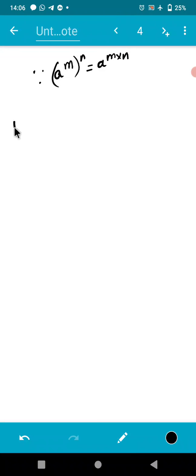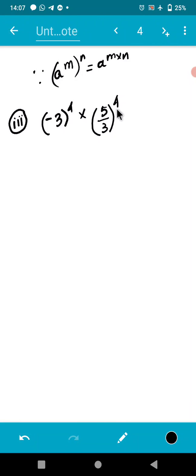Now let's move on to sum number 3. What is sum number 3? We have base as minus 3 and power as 4, and in another term we have base as 5 by 3 and power as 4. Now to solve the sum, which law do we have to understand? If you carefully observe, you see a multiplication sign is there, but the problem is that the bases are different. But one advantage is that the powers are the same. So you have to remember which law we can use for this particular sum.